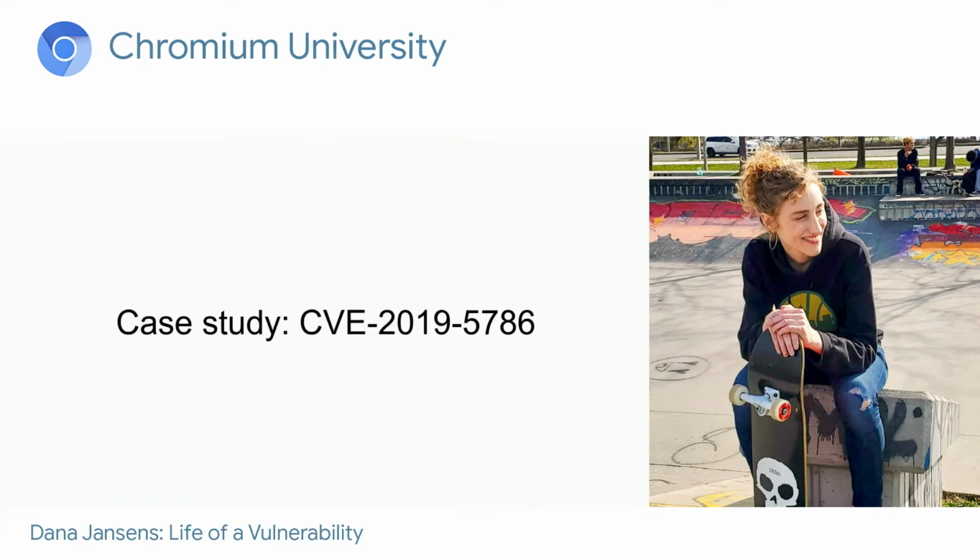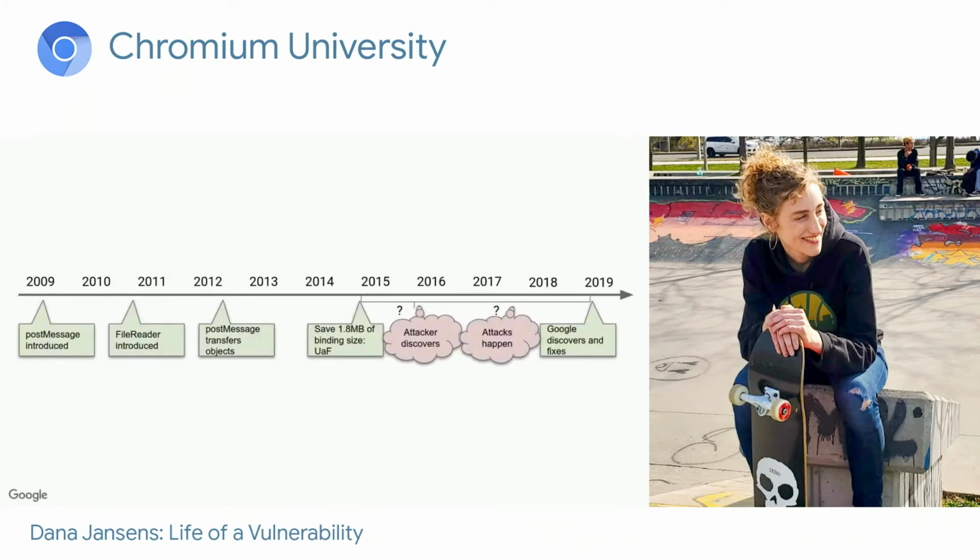We're going to look today at one specific vulnerability for the context of this talk, which really was exploited in the wild. CVE here stands for Common Vulnerabilities and Exposures. This is a global database of software exploits so that each one can be referred to by a unique ID. So in this case, CVE-2019-5786. Here's the timeline of this bug. The steps leading up to introducing the bug, the attack that happened, and how we discovered and fixed it.